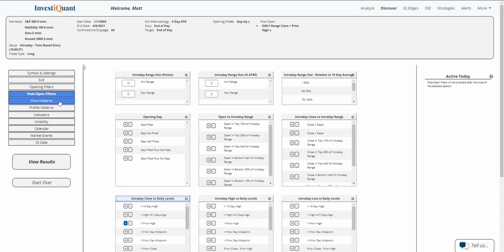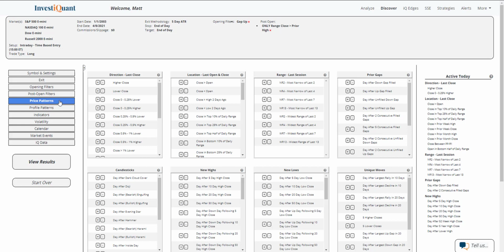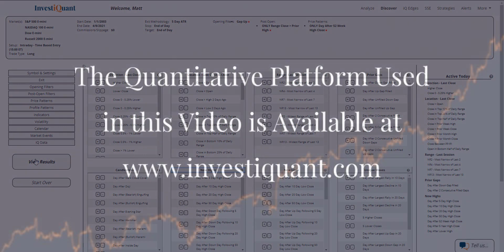Now, next, I want to go into the price pattern section, and I want to say yesterday closed at a 52-week high. So that's found in the new highs category. The easiest place to grab it, though, is from the active today section. I'm just going to go down to the new highs down here, third from the bottom, click on day after 52-week high close. That adds it to the test, and then I can hit view results.